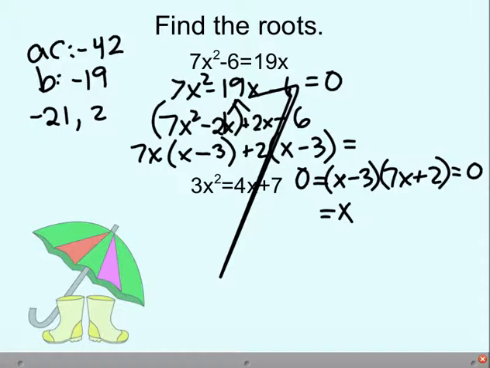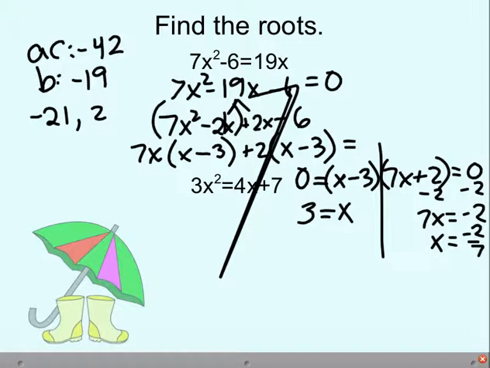And that all equals 0, which means each of these parts could equal 0. So we get x is equal to 3. And on this other side, I'm going to subtract 2 to get x alone. We get 7x is equal to -2. Divide by 7, and we get x is equal to -2/7. So our solutions are 3 and -2/7.